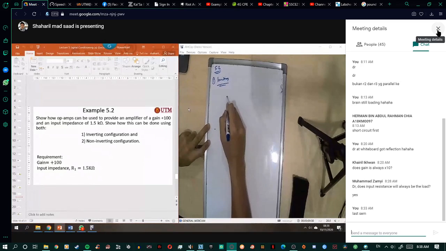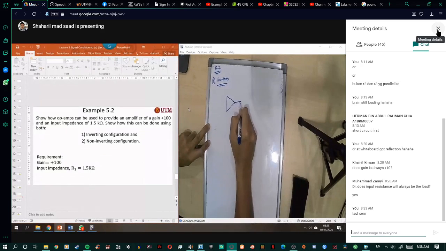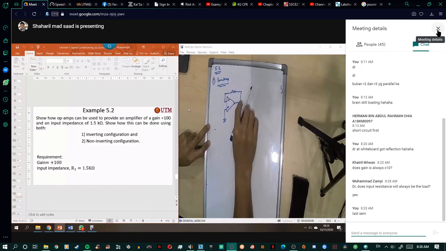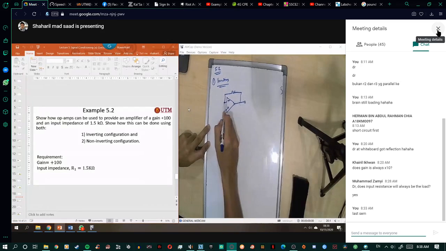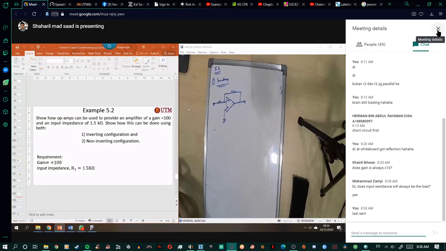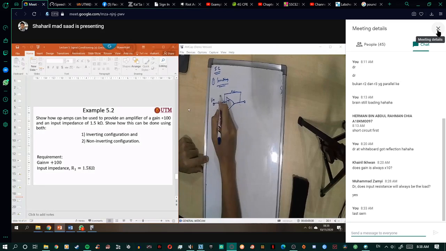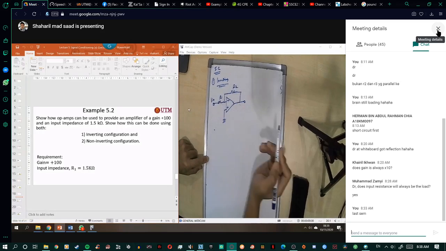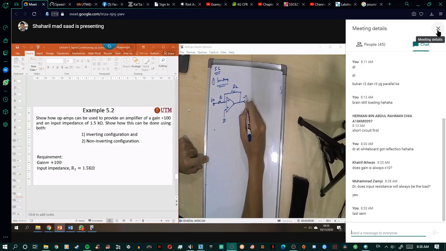For inverting, you just need a triangle here, minus, plus going to ground, and then you have the feedback resistor here, and then you have the input. So this one is V in, this one R2, this one R1. Now you have the V out here.